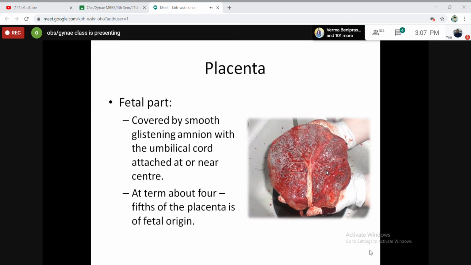So the picture shows the fetal part. It is covered by smooth glistening amnion with the umbilical cord, which is usually attached at or near the center. At term, 4/5 of the placenta is of fetal origin.